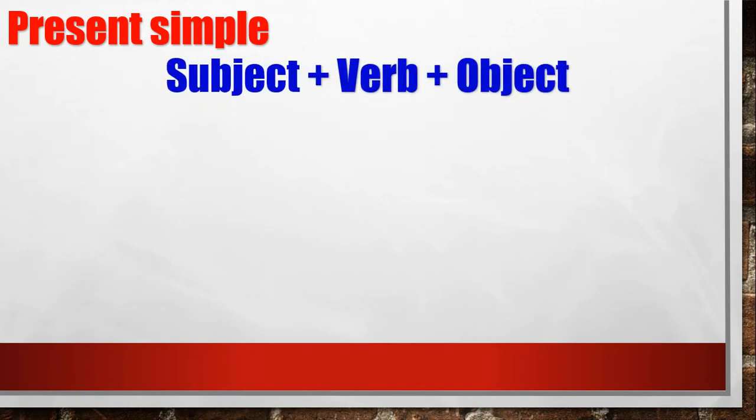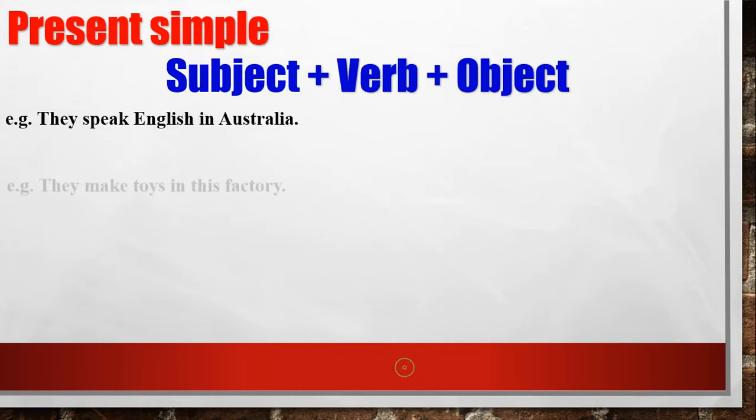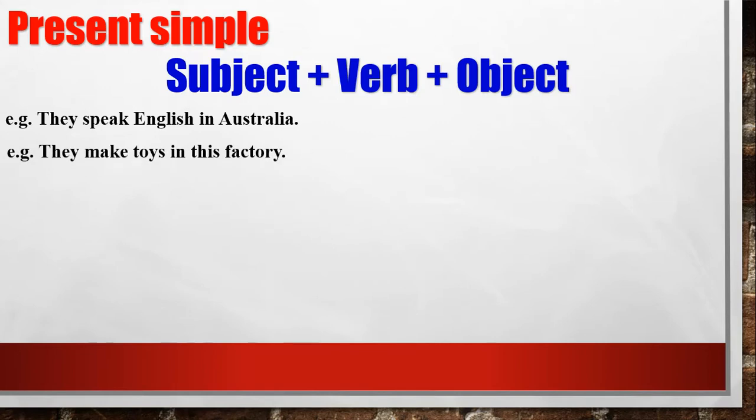How can we make a sentence in the present simple? To make a sentence in the present simple, we start the sentence by using the subject. Then we use a verb plus an object. Let's write an example. They speak English in Australia. They make toys in this factory.